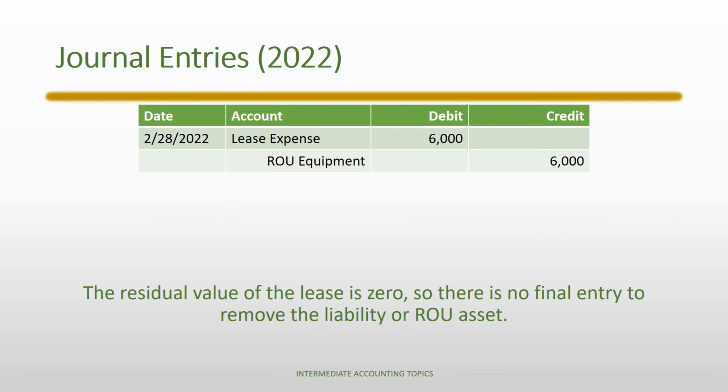And then finally, on February 28, 2022, we have the last bit of lease expense, $6,000. That's 2 months expense. And the last bit of amortization of the equipment, also $6,000. The residual value of the lease is zero, which means that the balance in the liability and the right of use asset is also zero. And so there's no final entry to remove those accounts off the books because their balance is zero at this point in time.